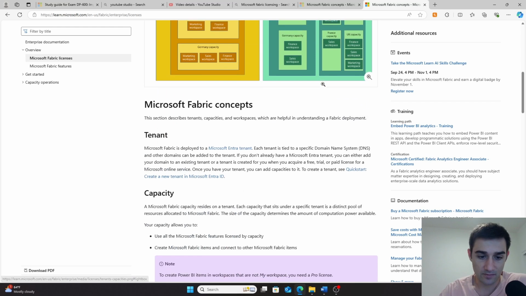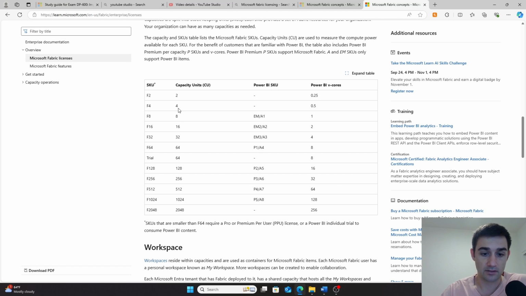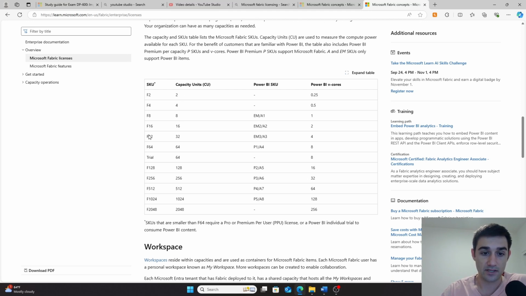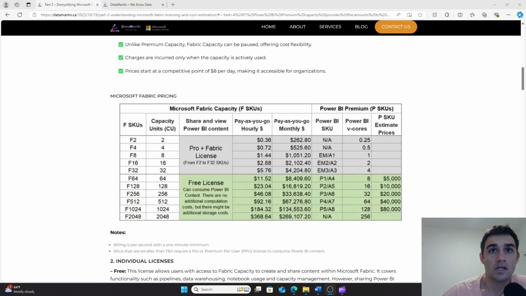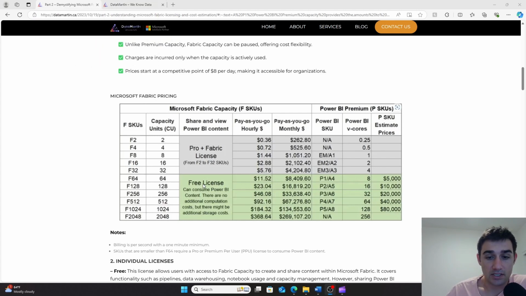All right, so let's review some homework or some takeaways. This right here is all of the capacity units that come with the various SKUs. But what do all those SKUs mean? Well, that's where Data Martin has put together a very helpful article that breaks down the cost. Essentially, with Microsoft Fabric, you pay as you go. You pay for the entire time that capacity is on or activated. In this case, they've broken down the hourly rate and then the monthly rate if you were to leave them running full time.